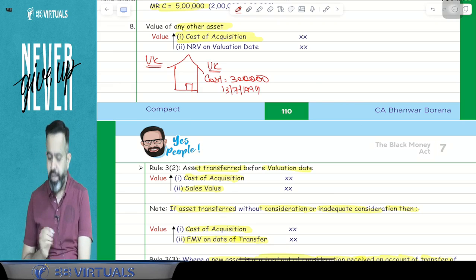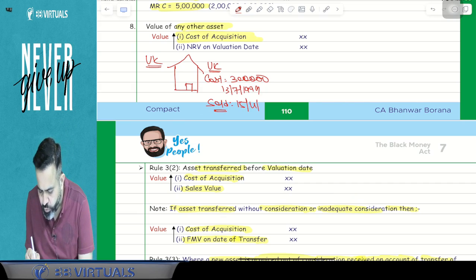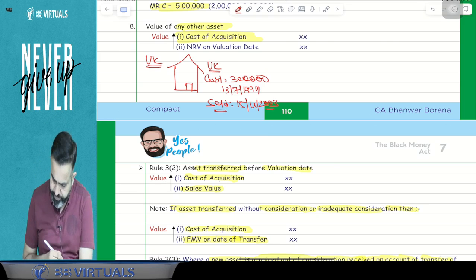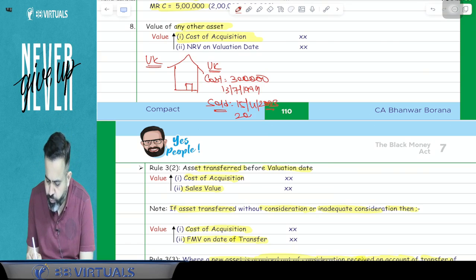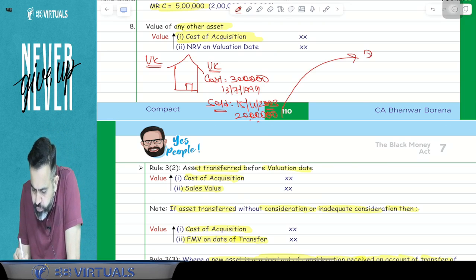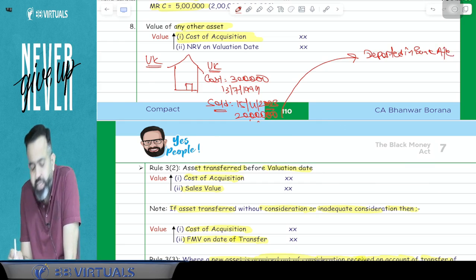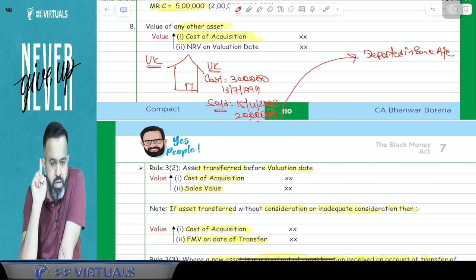1999. Now suppose I sold this property on 15th April 2003. I sold this asset for 20 lakh. But guys, this 20 lakh I have deposited in the bank account. Try to understand. Deposited in one foreign bank account.